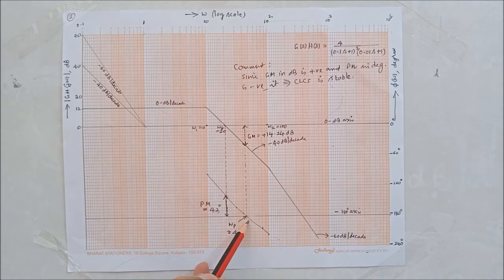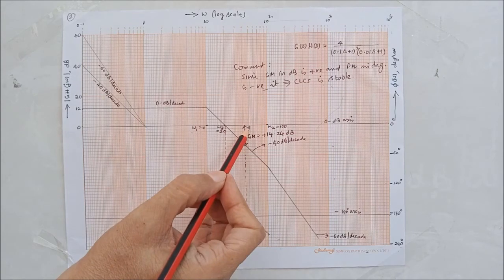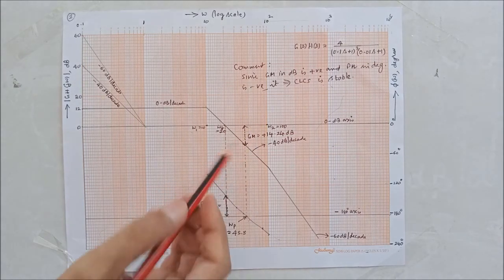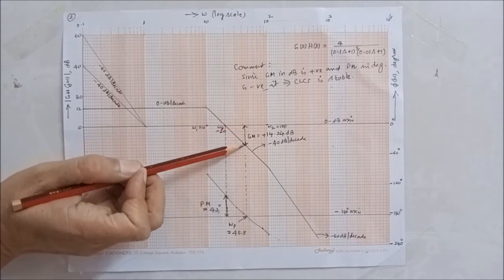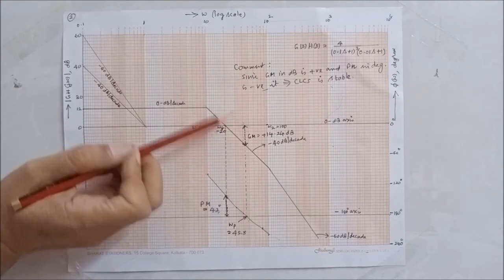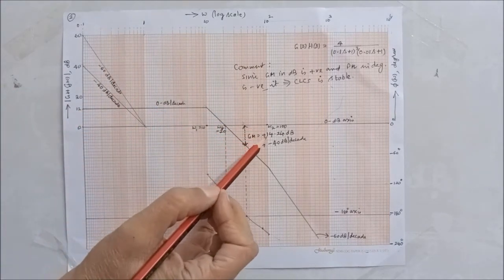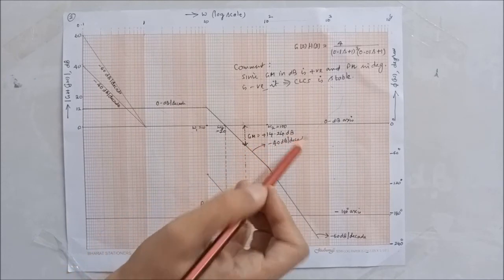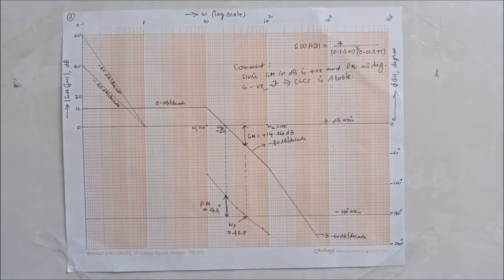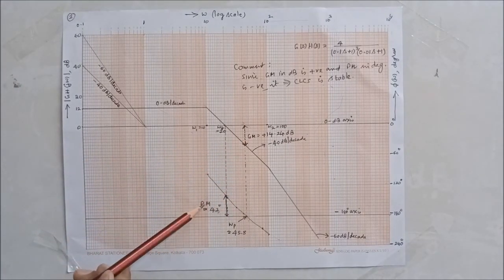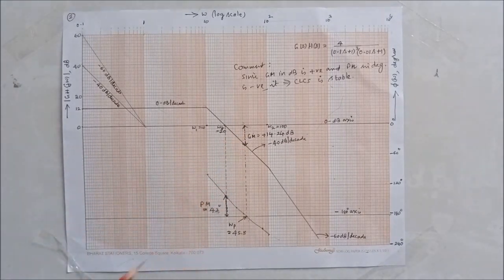At omega p, drop a perpendicular onto the magnitude diagram. Measure the intercept. This is the intercept. Multiply each division by 2 dB. So you get plus 14.24 dB. Plus because gain margin below 0 dB axis is positive. Since both GM and PM are positive, closed loop control system is stable.